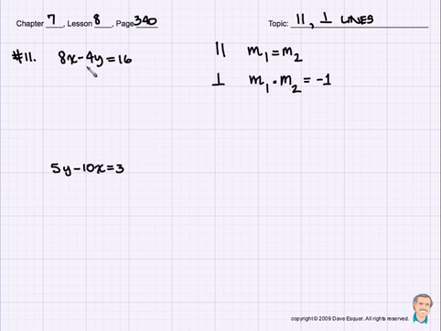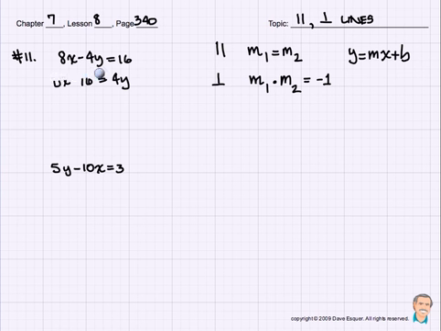Number 11 says, let's see if we can determine if 8x minus 4y equals 16 and 5y minus 10x is equal to 3 are indeed parallel. Remember too, y is equal to mx plus b. So we're going to manipulate these equations so that they are in the slope-intercept form. So this first one is going to be 8x minus 16 is equal to 4y. I added 4y to both sides. I subtracted 16 from both sides. Maybe I should slow up just a little bit on that.